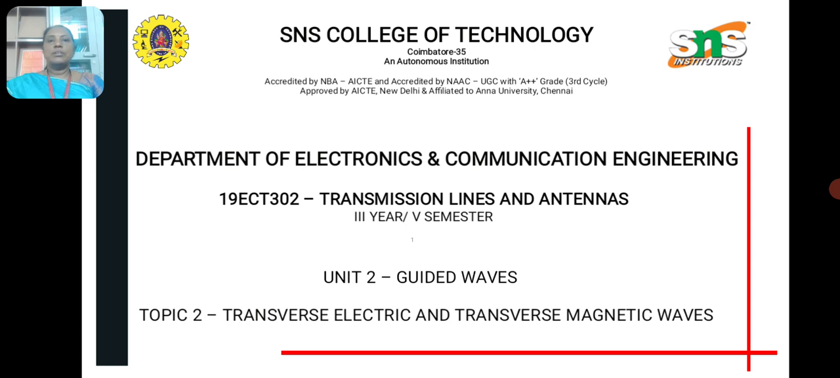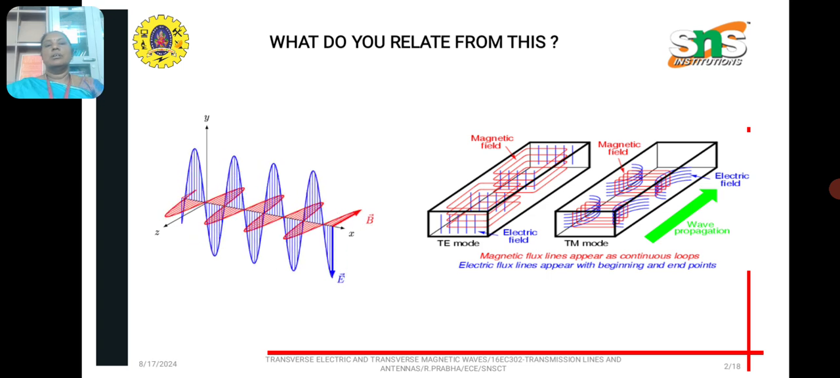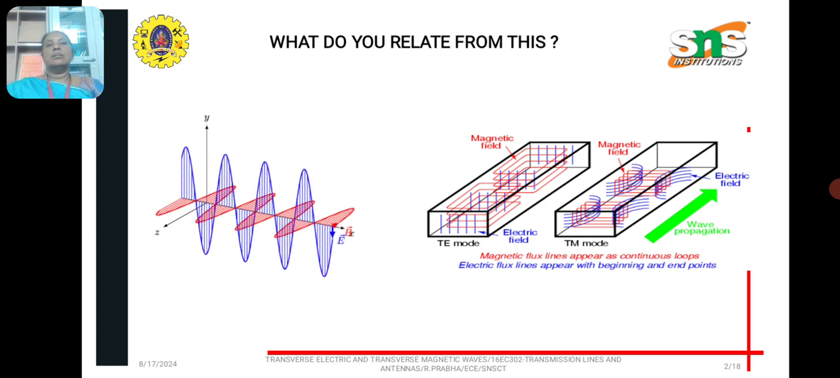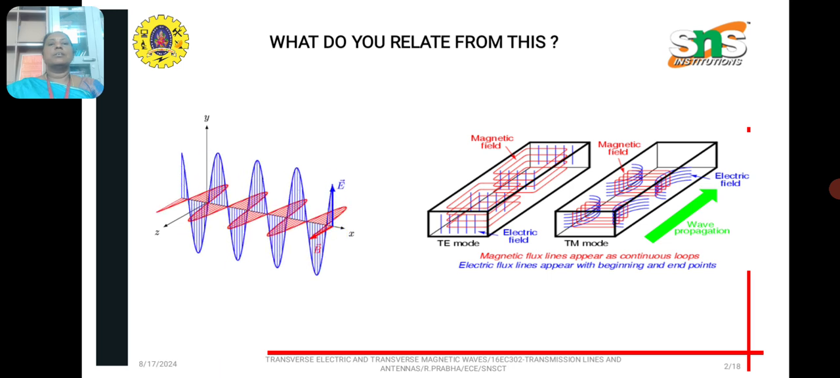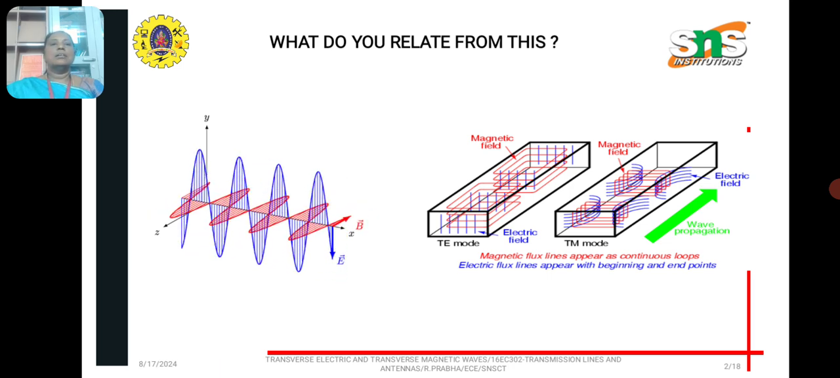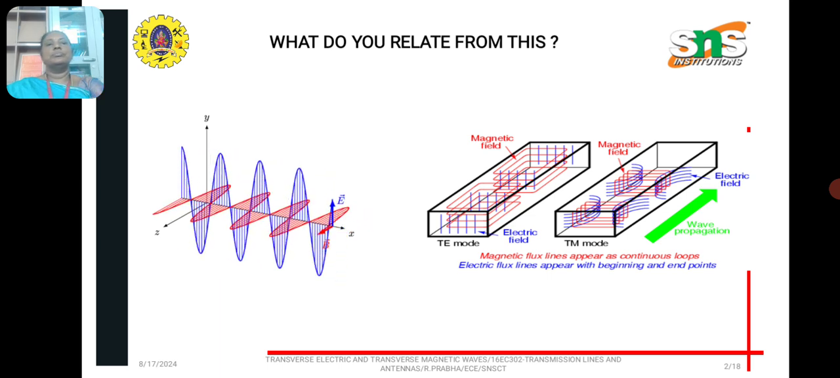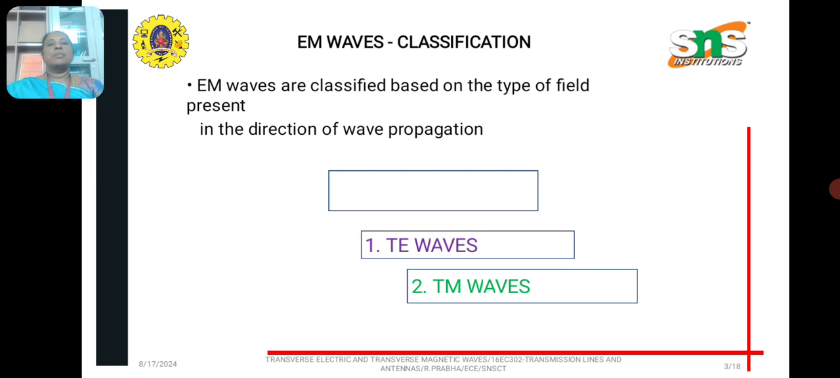In this video, we are going to discuss the topic Transverse Electric and Transverse Magnetic Waves for the course Transmission Lines and Antennas. We can relate from this diagram: on the left side we have an oscillating wave, and on the right side we have the electric field and magnetic field. Electromagnetic waves are classified into two types: one is TE waves and the other is TM waves.